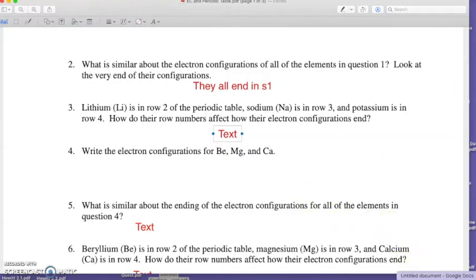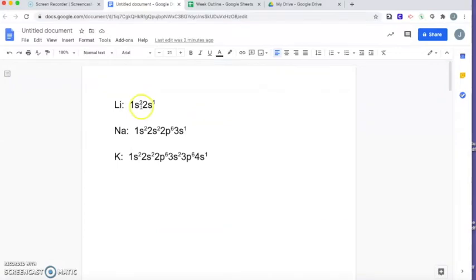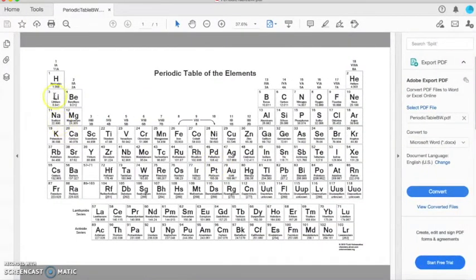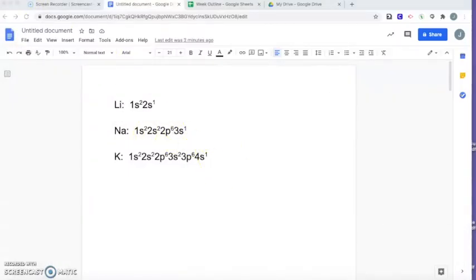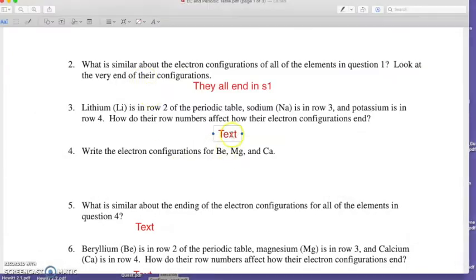How do the row numbers affect their configurations? Well, let's look at the periodic table. Lithium's in row 2, sodium in row 3, potassium in row 4. So the rows give us the energy levels, right? Not the end, but the energy level is the same as the row. So as we count down the rows, we can see that.